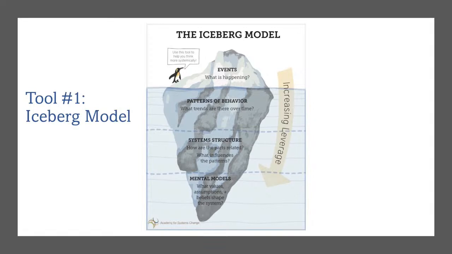And underneath that, you have mental models. This is the most important part of systems thinking, because what you'll end up finding is that we humans, the way we think, the things we value, the things we believe, are really what's shaping the world around us. By changing mental models, you potentially have the ability to change this entire structure.